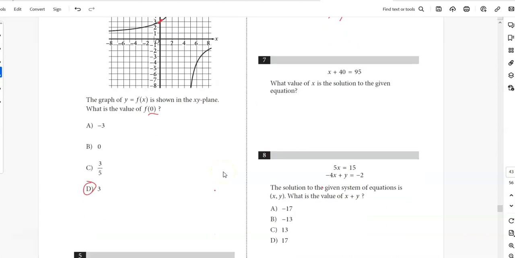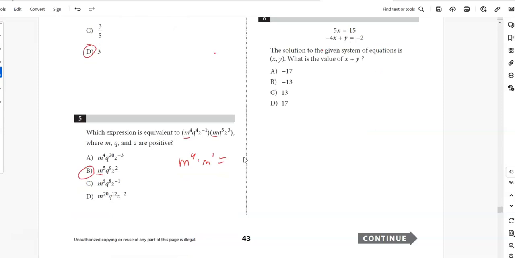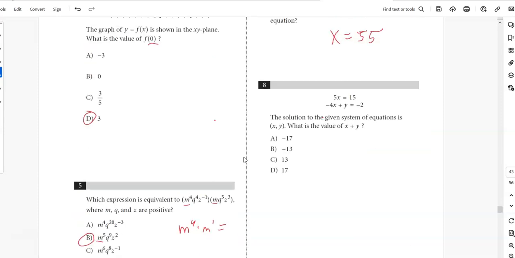Boy, this one's a tough one here. So just subtract, so we get x equals 55. Almost seems too easy there. The easy ones are really easy. Don't worry, they get hard. It'll get difficult. Okay, so x equals 3.